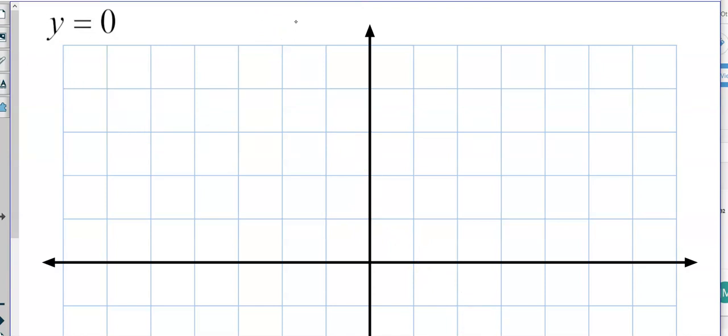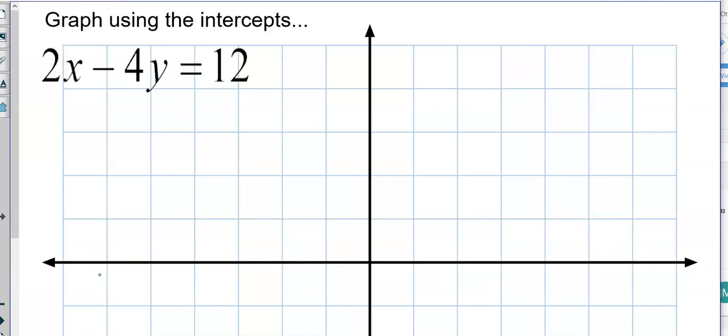Y equals 0, so the y-intercept looks to be 0. The slope, it doesn't seem to be there, so the slope is 0, so it looks like this. That's actually the same as the x-axis. It's kind of a cool way to plot here.